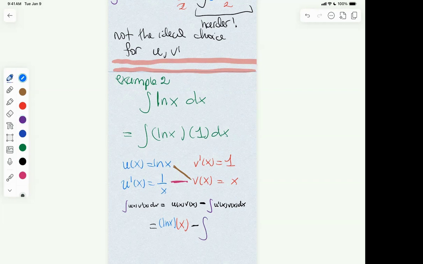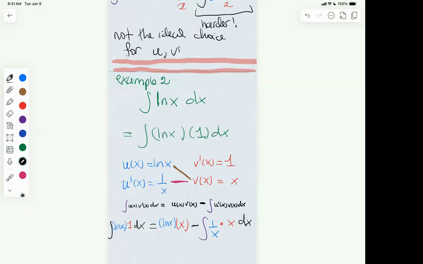So what is u prime? U prime is 1 over x. And what is v of x? That's x. And again, that's supposed to be natural log of x times the 1 dx. That okay? That made our lives easier because this was just integrating natural log, which we don't know how to do, and after you simplify, it's just integrating one. We do know how to integrate one.